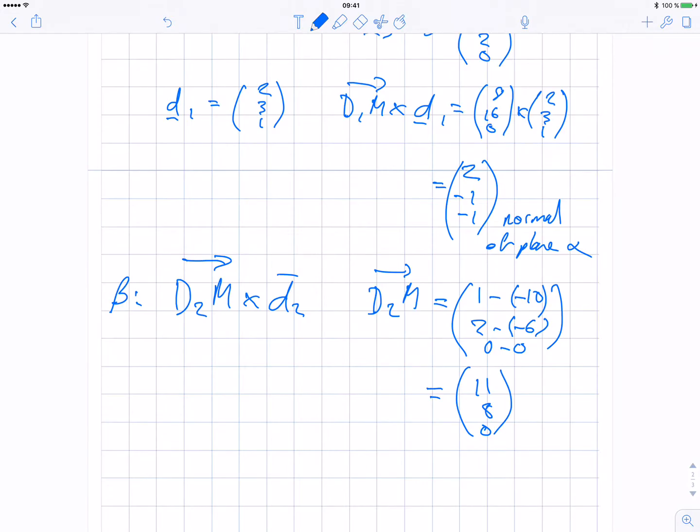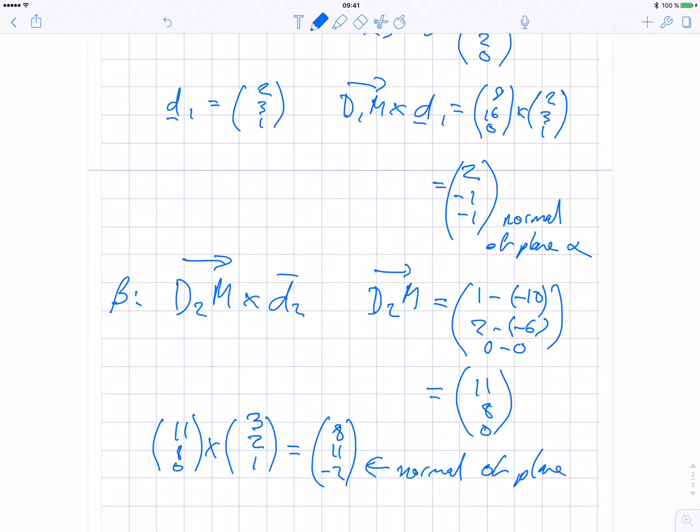I know that the direction vector of D2 is (3, 2, 1), so I'll just quickly cross them, and we get the normal, which is (8, 11, -2), and this is the normal of plane beta.